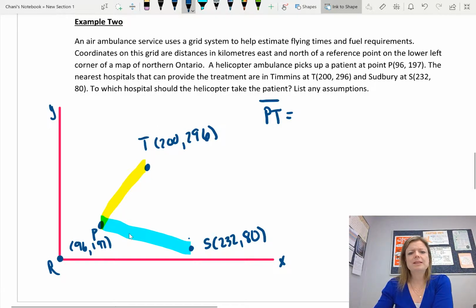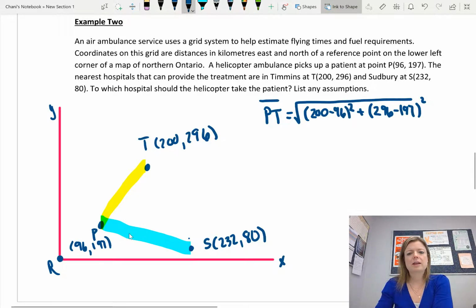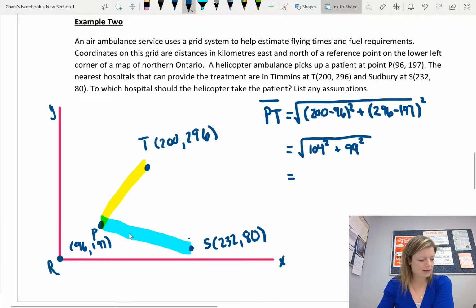Okay, so from P to T, our distance is long square root. First, we take the distance between the X values, so 200 minus 96, all squared. Then we add the difference in the Y values, 296 minus 197, again, all squared. So when you do this, you get the square root of 104 squared and 99 squared.